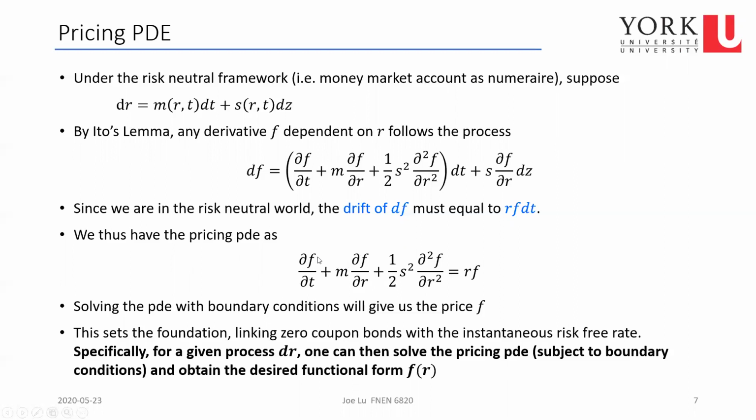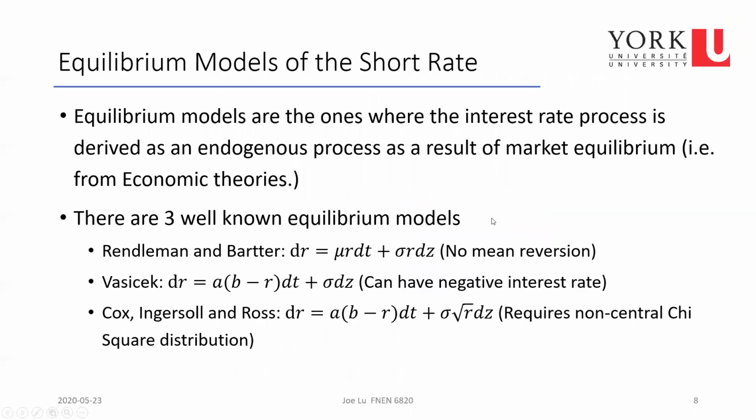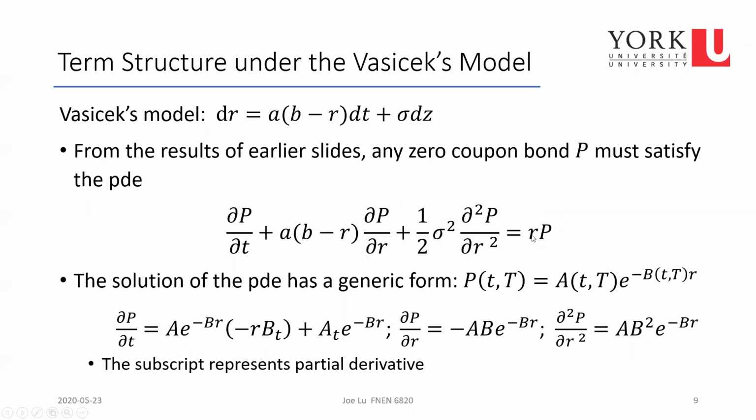So you can put in a P price here for this F and substitute in the Vasicek process for this interest rate. Now you will get this particular PDE here. Now we know that this particular PDE has a generic solution, of a particular form, with an A as a function of little t and big T, and a B also a function of little t and big T here. But we don't know the actual functional form for A and B. This is what we're going to find out next.